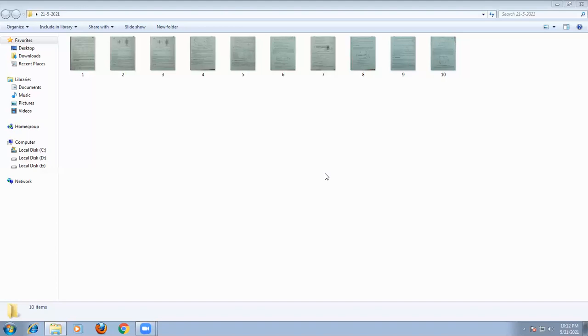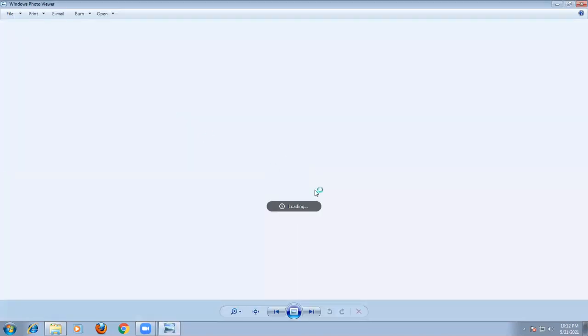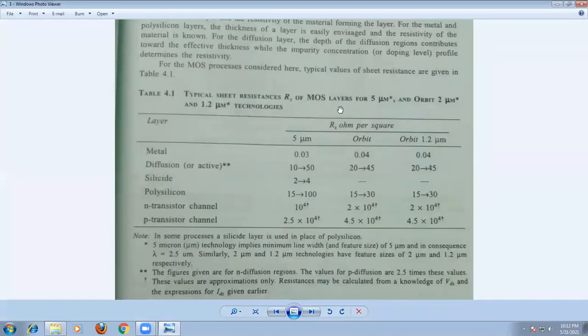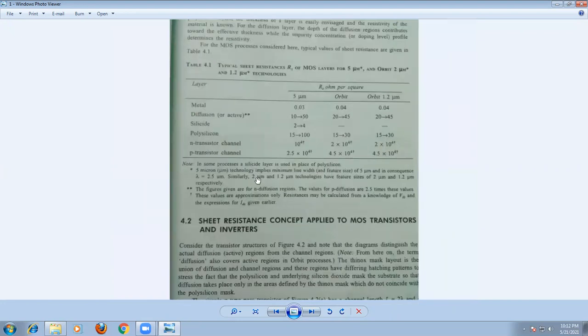In this class we are going to discuss how to calculate the resistance of the inverter circuit. In the previous class we discussed the sheet resistance of MOS layers in 5 micrometer technology, 2 micrometer technology and 1.2 micrometer technology, right? Now we are going to discuss how to calculate the resistance of the inverter based circuits.